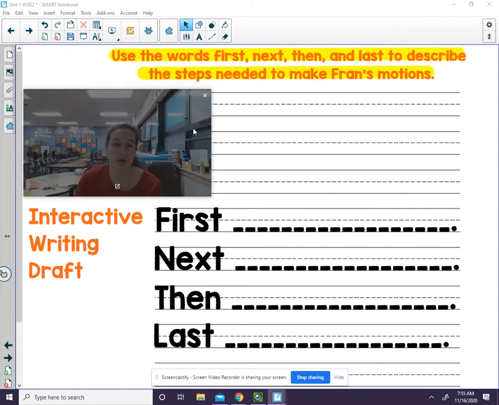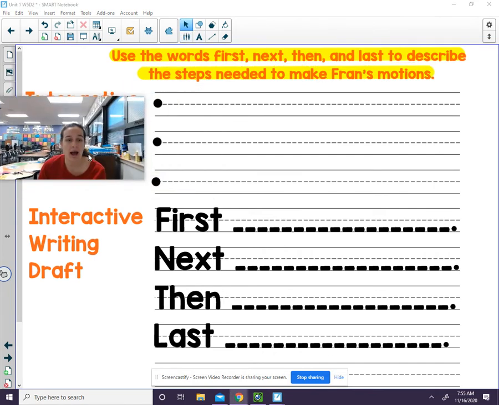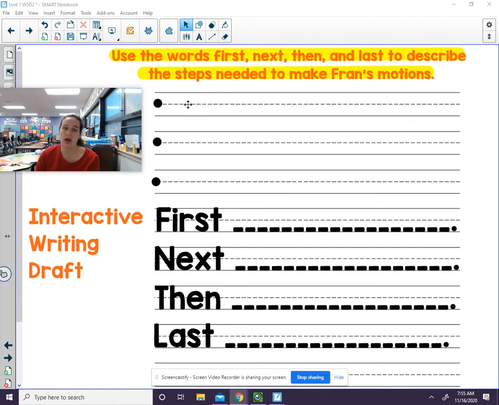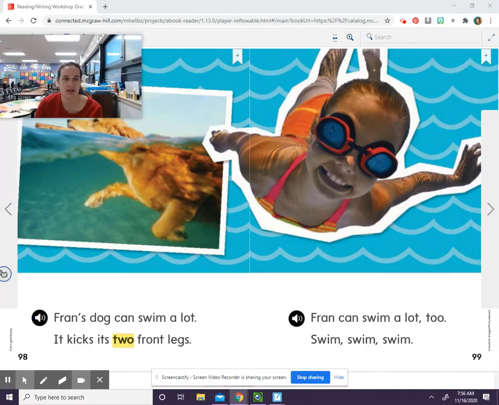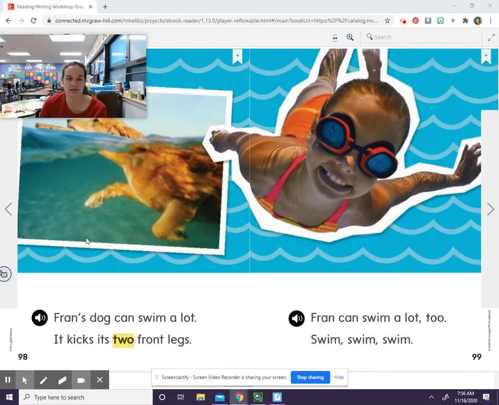I'm going to need your help today to think about how she makes those motions. We have to go back and look in the story because we need to look for text evidence to answer our prompt. So let's look back in the story. Okay, so here's Fran, and we can see Fran has a dog, because that's what this picture shows. So let's reread what it says.